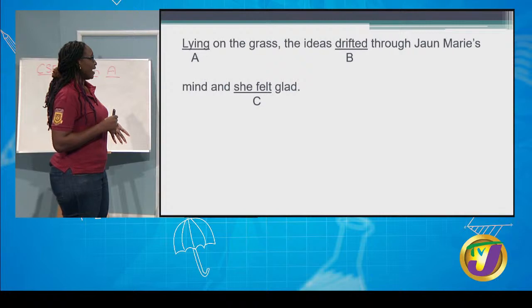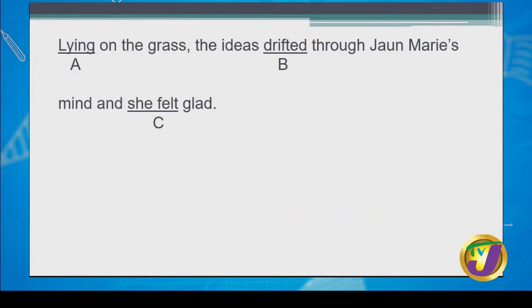Lying on the grass, the ideas drifted through Jean-Marie's mind and she felt glad. Is there anything wrong with that sentence? This is how many people write, so it's correct, right? Right? No, it's not right. And we're going to see why. There is something wrong with this sentence.